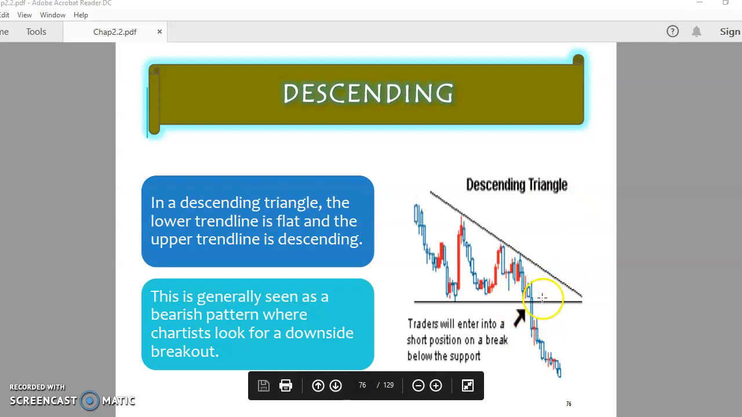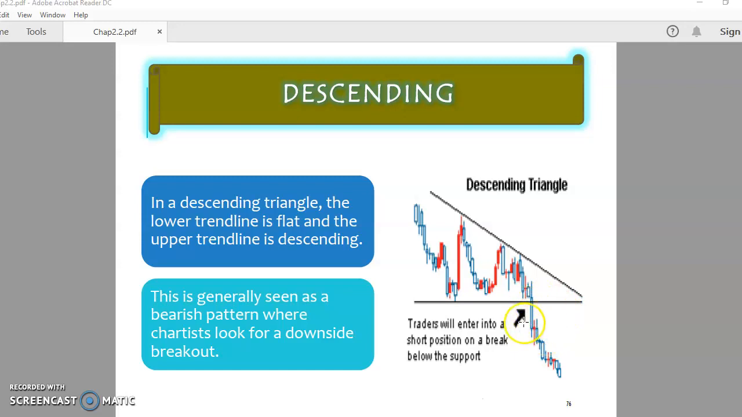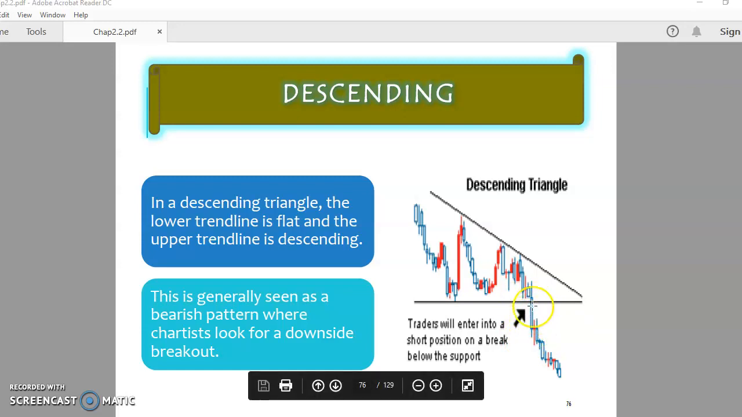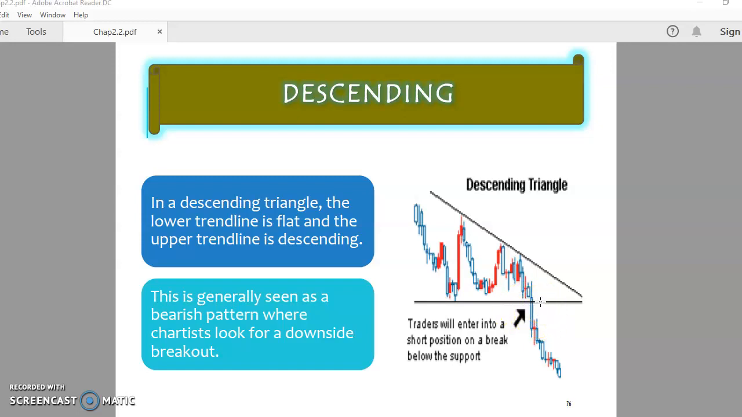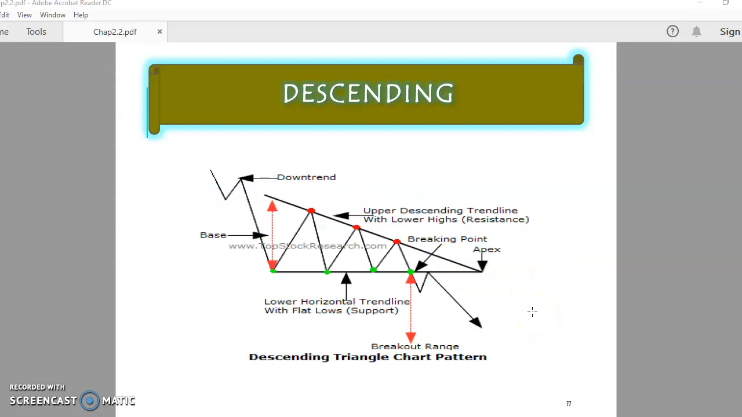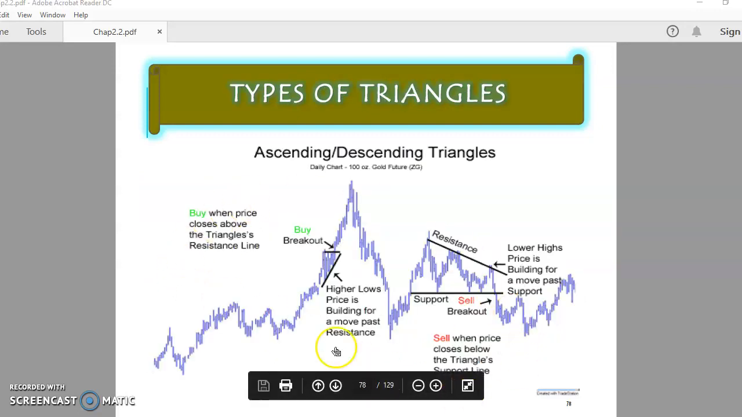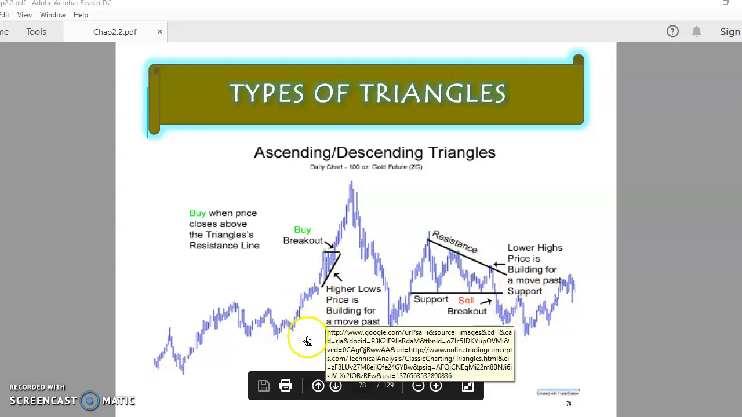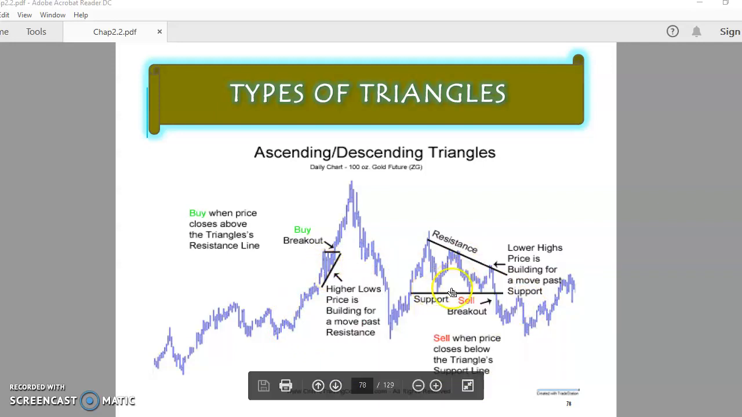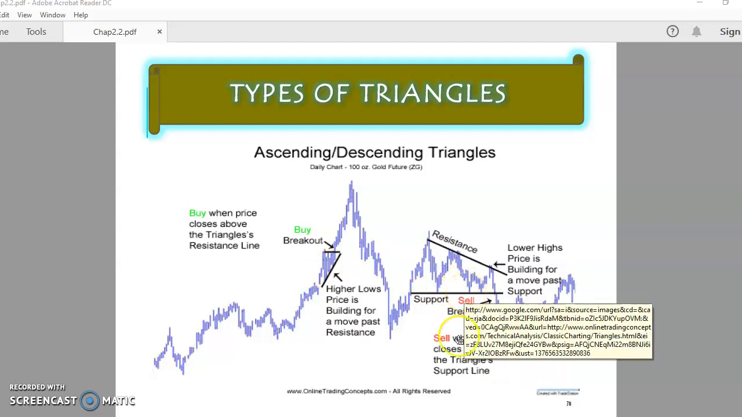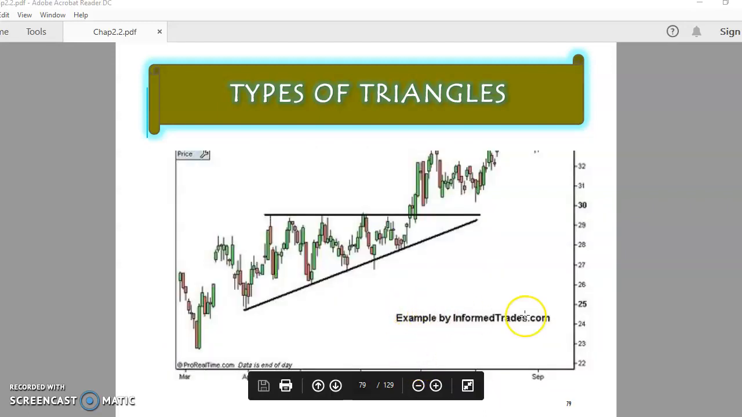Okay, so once the price breaks out of the support, this is a confirmation of a bearish pattern or bearish trend. So if you are already in the market, you should sell or cut loss at this point. If you have an intention to buy or to enter the market, it is not advisable for us to do that. Okay, so this is another example. We can see this is ascending. So this is a descending triangle. Okay, so this is another example.